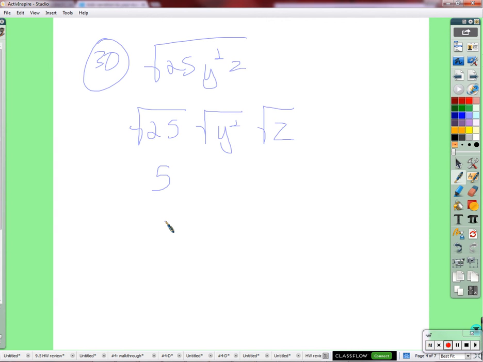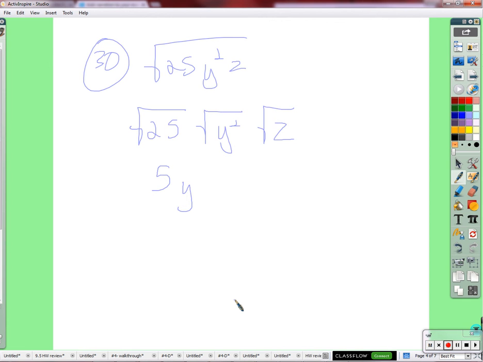Y. And how come the square root of y squared is y? Because y times y is some number and then it just goes back. So y times y is whatever this number is. Yeah. Y times y is y squared. By definition, y times y is y squared. So the square root of 25 is 5 because 5 times 5 is 25. Square root of y squared is y because y times y is y squared.